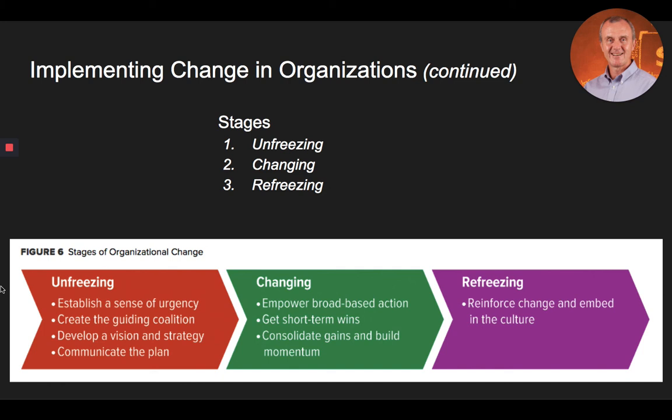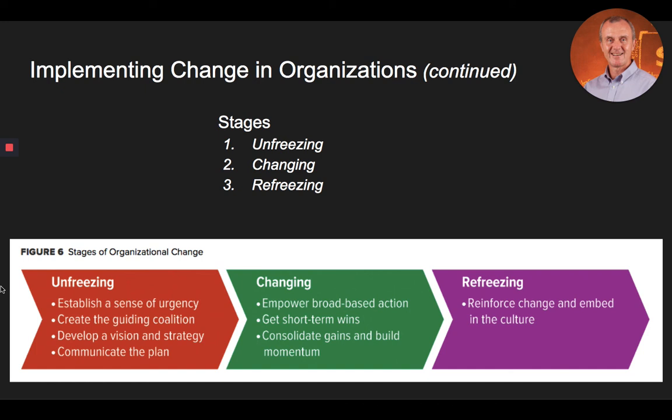Second, to create a guiding coalition to establish a cross-functional group that has the power to carry out change across the organization. Third, to develop a vision and strategy to create a vision that makes it clear how the change fits within the firm's overall strategy. Fourth, to communicate this plan consistently, to develop an approach to disseminate the plan to both internal and external stakeholders.